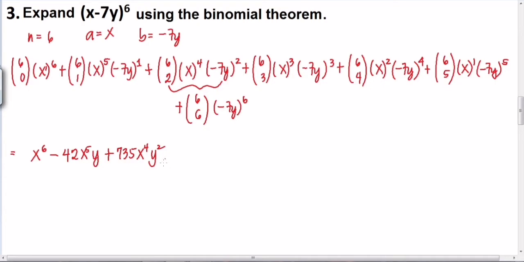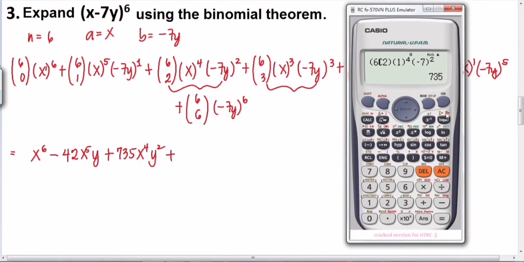Okay, next one. So, plus, ito na. Yan na yung term na sinusolve natin. So, 6c3. And then, yung 1, naka-raise na sa cube. And then, yung negative 7, naka-raise sa 3.